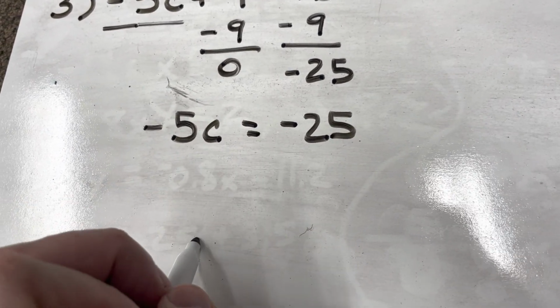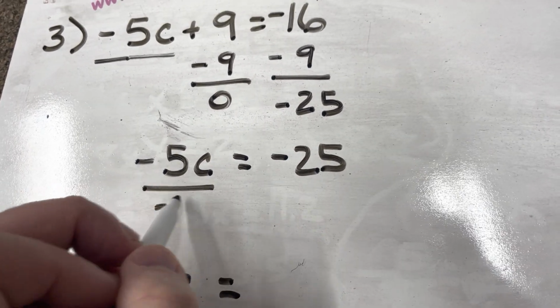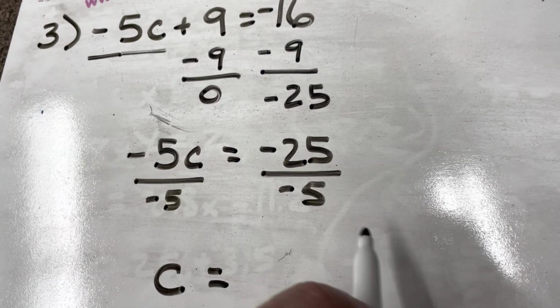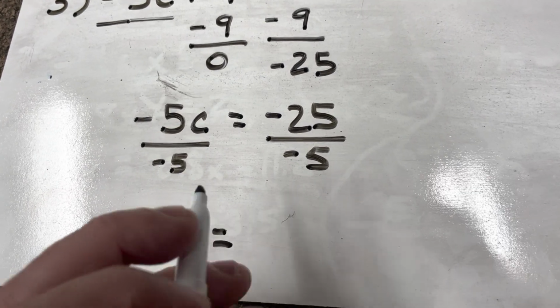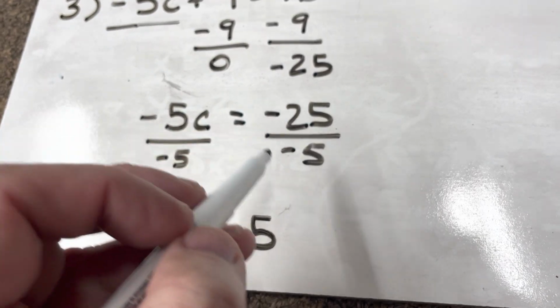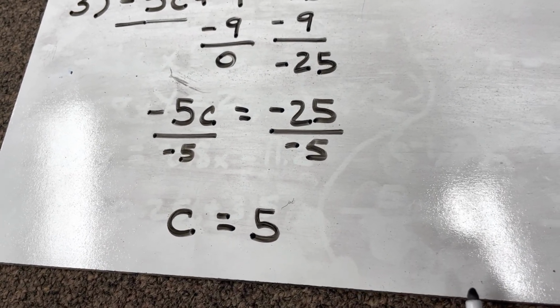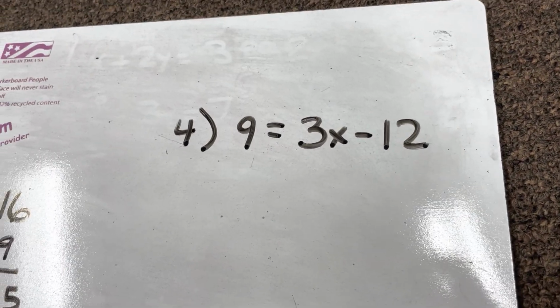Which means to isolate c, or to get c by itself, I have to divide everything by negative 5. Which essentially means I'm doing negative 25 divided by negative 5, which is going to be a positive 5, because as we know, a negative divided by a negative equals a positive. All right, moving right along. Number 4, this will be our last one for today.